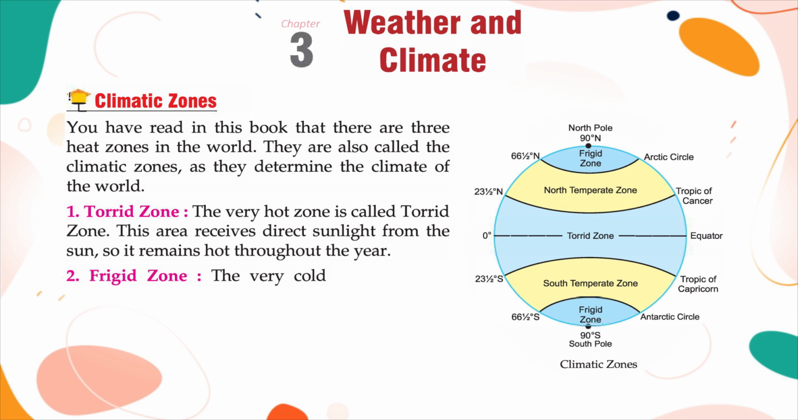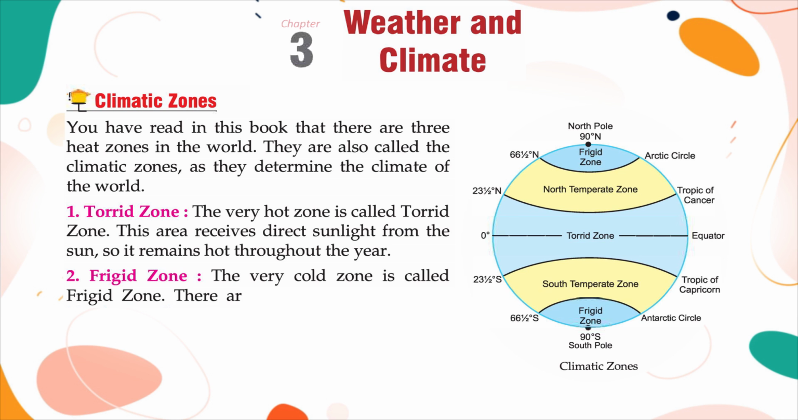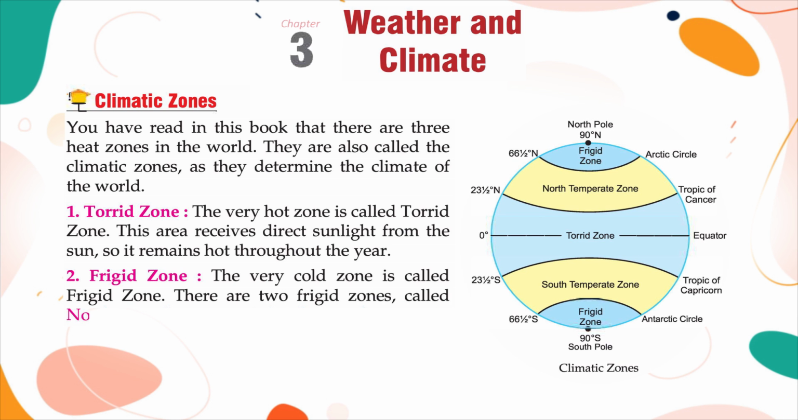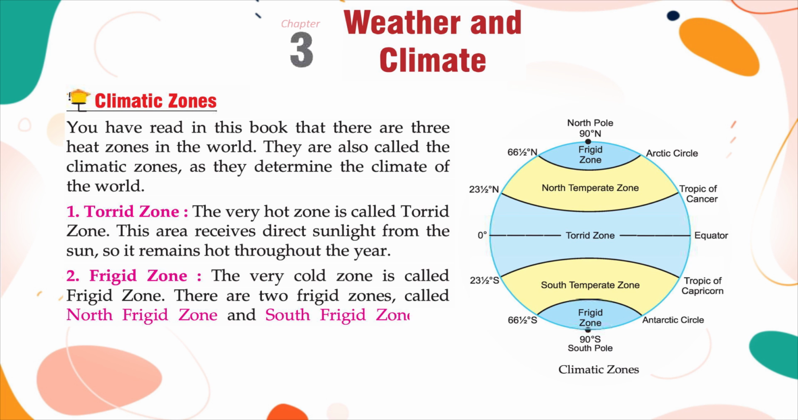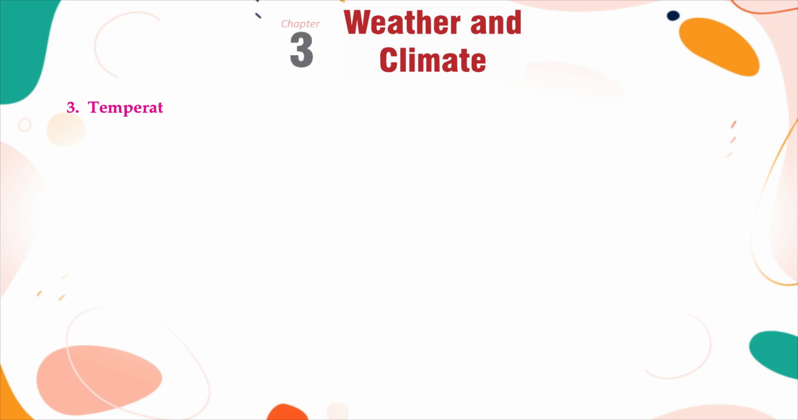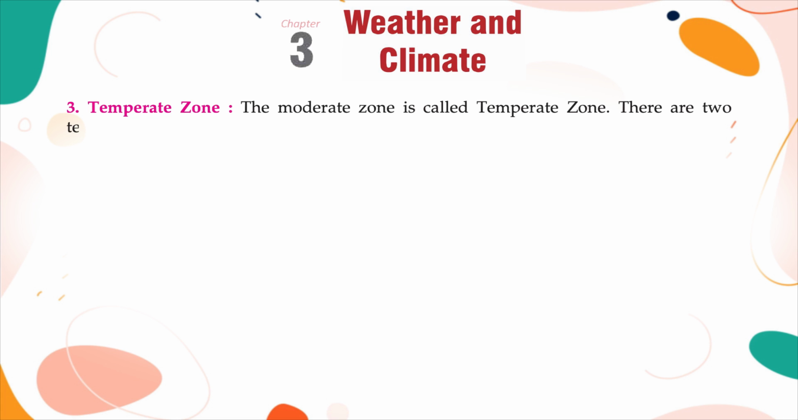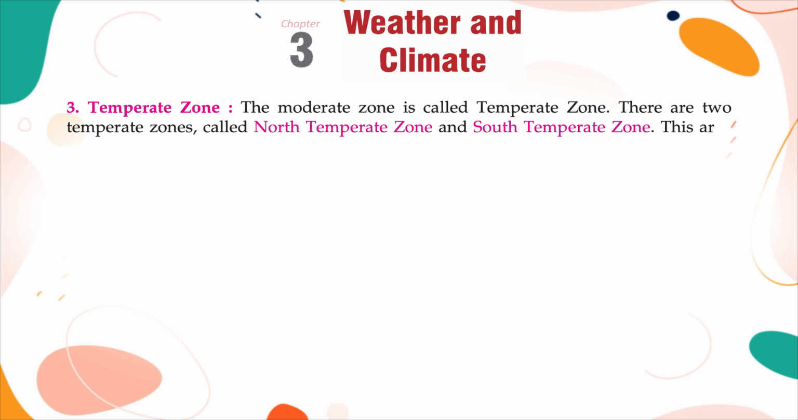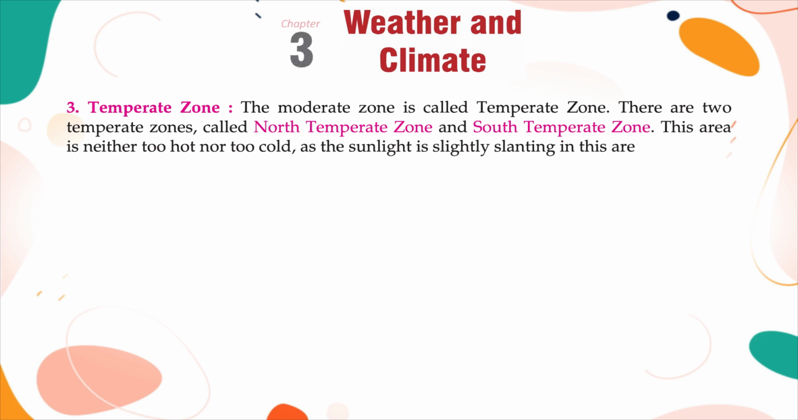Frigid zone. The very cold zone is called frigid zone. There are 2 frigid zones called North Frigid Zone and South Frigid Zone. As sunlight is very slanting here, the area remains almost frozen throughout the year. Temperate zone. The moderate zone is called temperate zone. There are 2 temperate zones called North Temperate Zone and South Temperate Zone. This area is neither too hot nor too cold, as the sunlight is slightly slanting in this area.